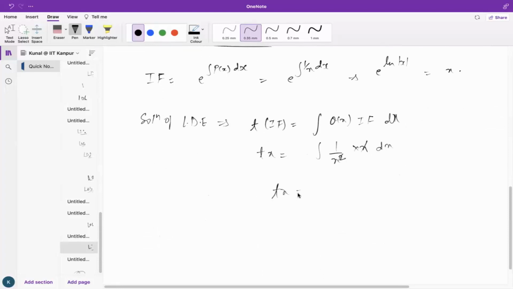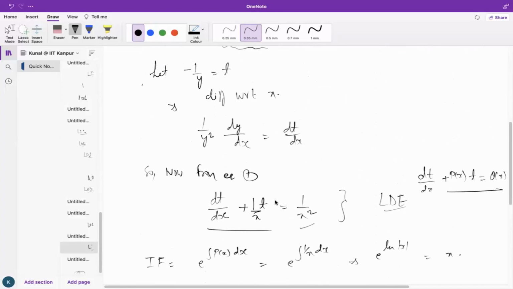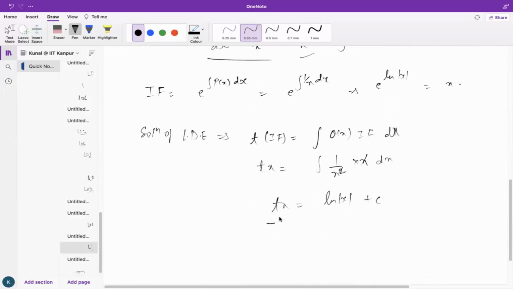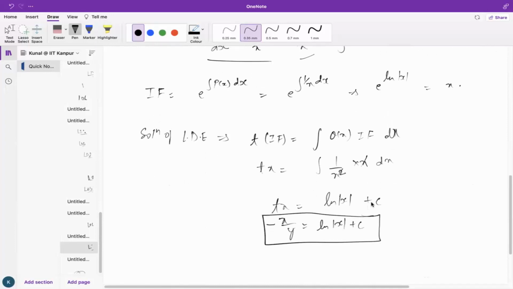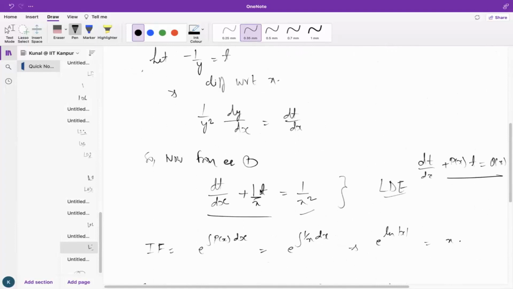And we all know that the integration of 1 by x is ln mod x plus some constant. And when we put the value of t here, which is actually minus x by y, it is equal to ln mod x plus c. So actually this is our general solution for the given differential equation.